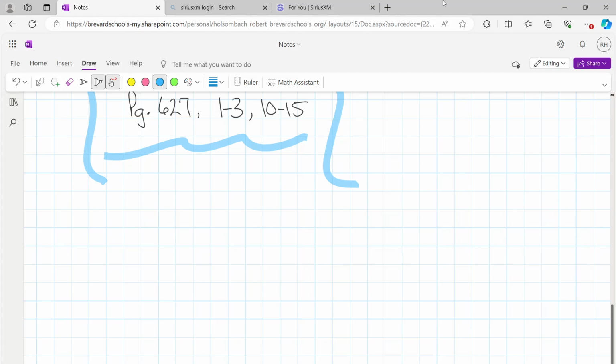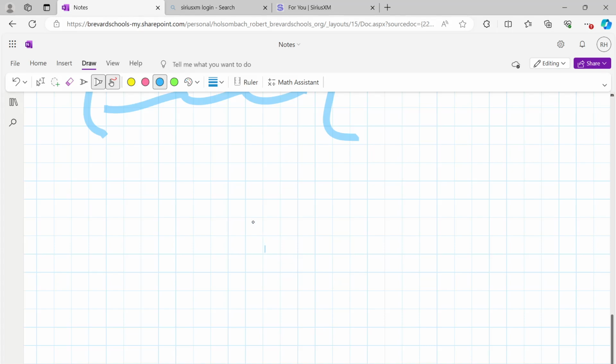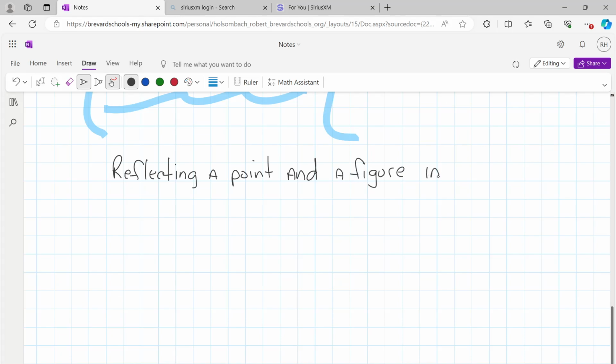Yeah, I don't know what happened, but page 623. Page 623, and we're talking about reflection today. So let's see. All right, we're going to be reflecting a point and a figure in a line. Reflecting a point and a figure in a line.